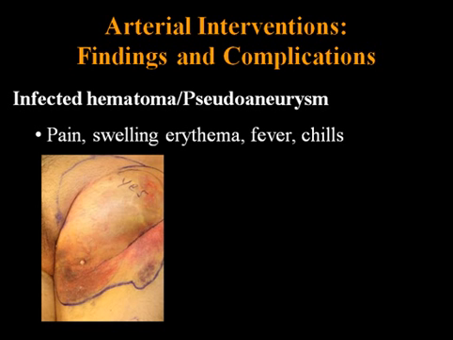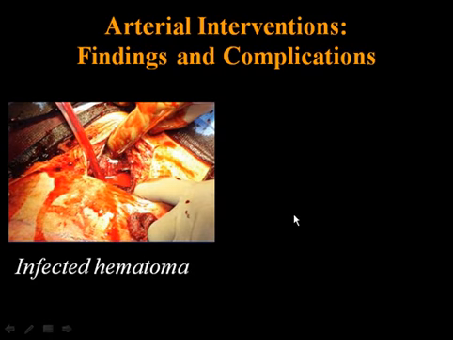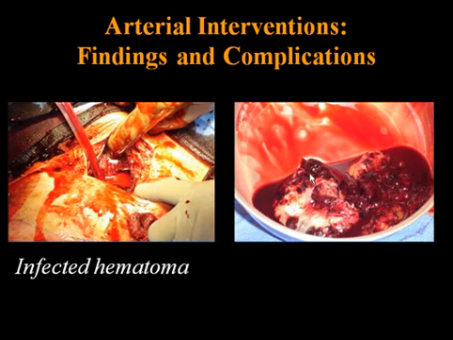Patients can sometimes present with infected hematomas or pseudoaneurysms. The typical presentation is pain and swelling at the puncture site with erythema, fever, and chills. This is a patient who had an infected hematoma in the groin. You can see here this pretty gnarly looking groin. This is the corresponding duplex image in that patient. The patient, in fact, had to go on to the operating room to have that hematoma evacuated. And this is all the blood and clot that was evacuated from that groin.